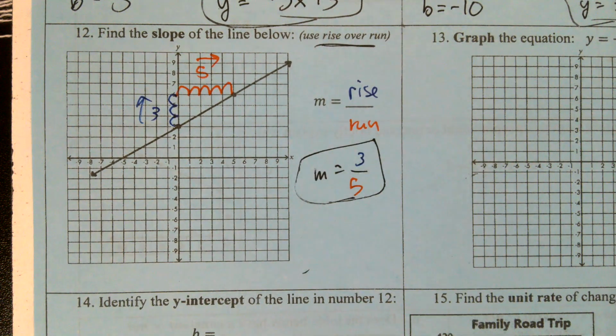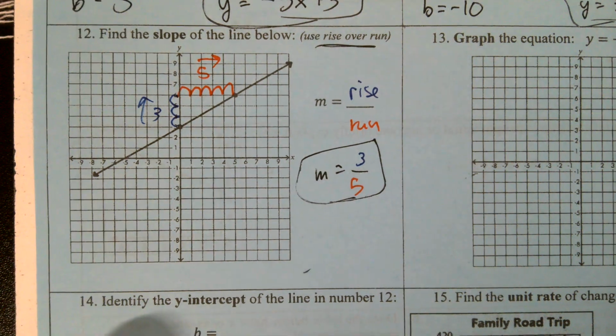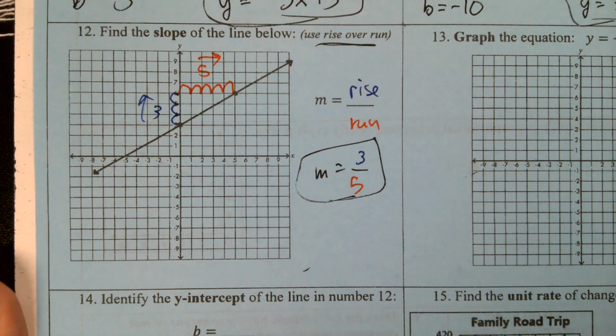5 over 3 would be incorrect. You have to remember rise over run. Think about it like this. Like I said before, you have to rise in the morning before you can go on a run. So rise over run. That's how we're going to find the slope of that line.